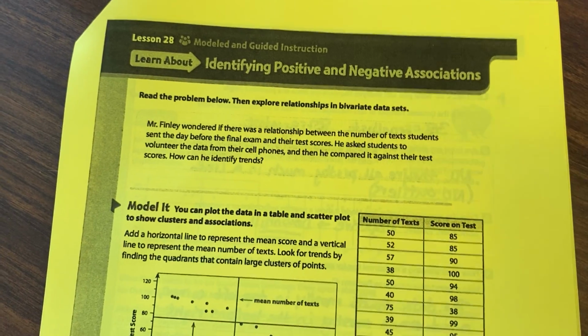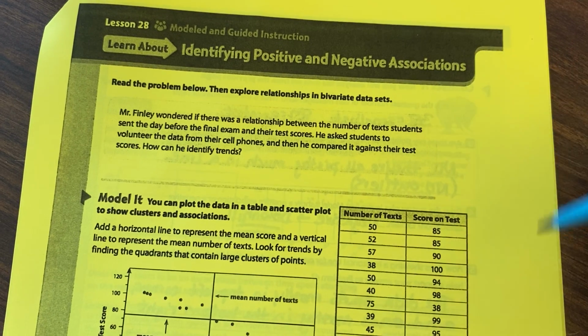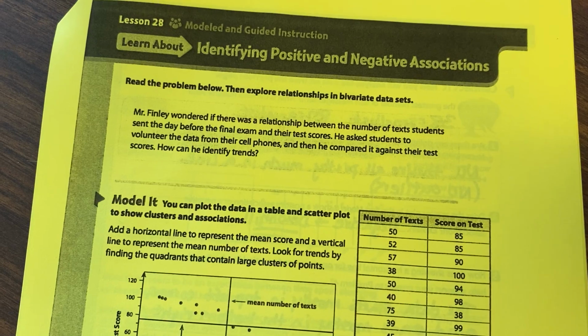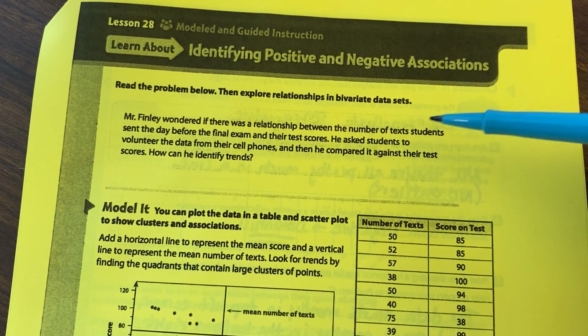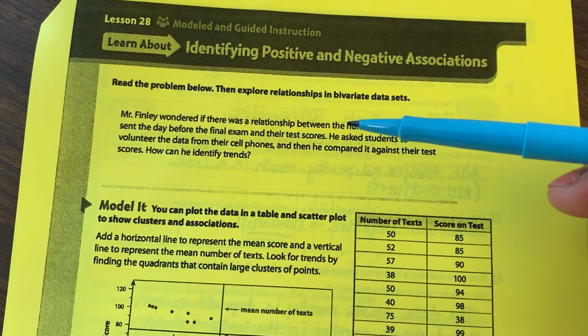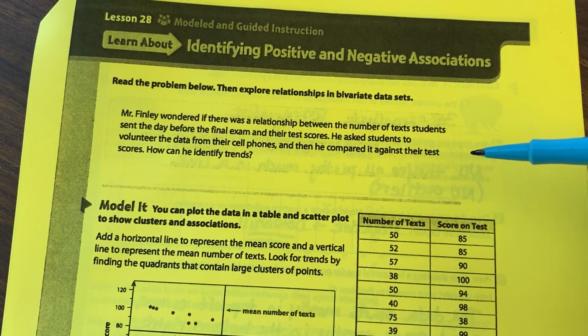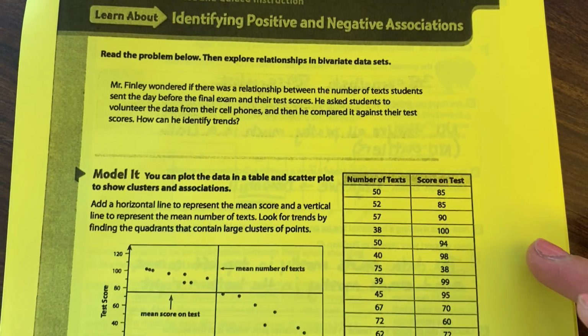All right, moving on, we've got the next page, identifying positive and negative associations. So this is just more information on how you can tell if it's a positive or negative association. Mr. Finley was wondering if there was a relationship between the number of texts that students sent the day before the final exam and their test scores. He asked students to volunteer the data from their cell phones, and he compared it against their test scores. How can he identify trends?